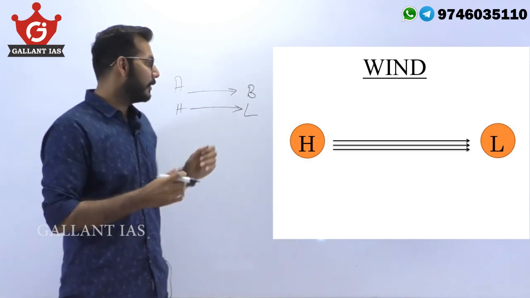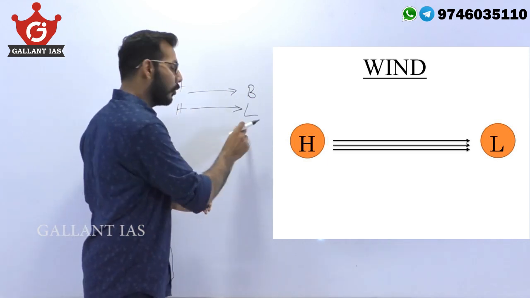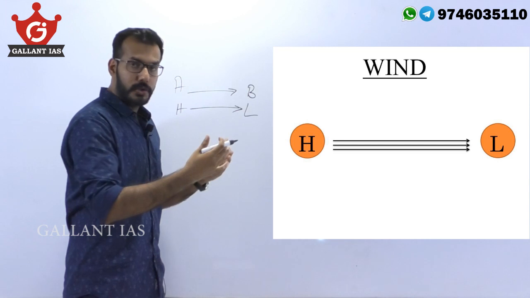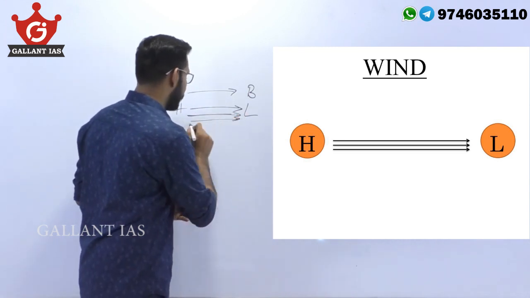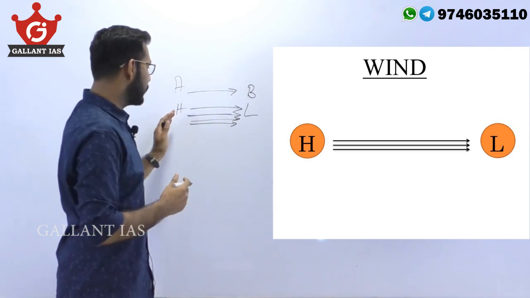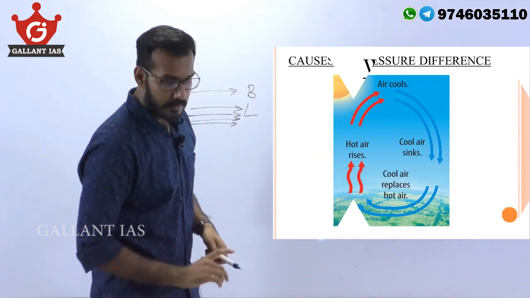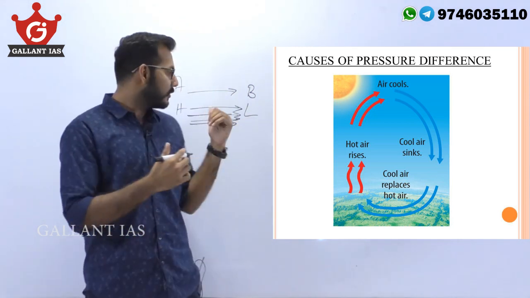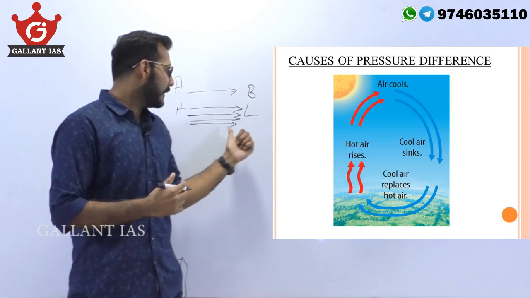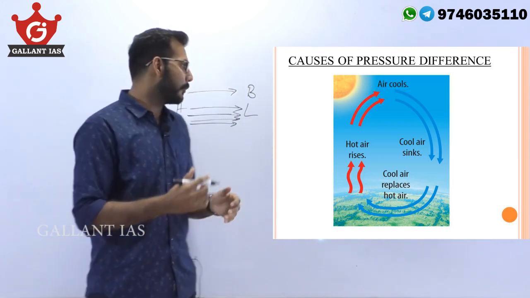Higher the pressure gradient simply means higher the difference between high and low pressure regions, higher the force with which wind moves from point A to point B, from a high pressure region to a low pressure area. Now, what causes this difference in pressure is basically temperature. There are other factors, but basically it is temperature.